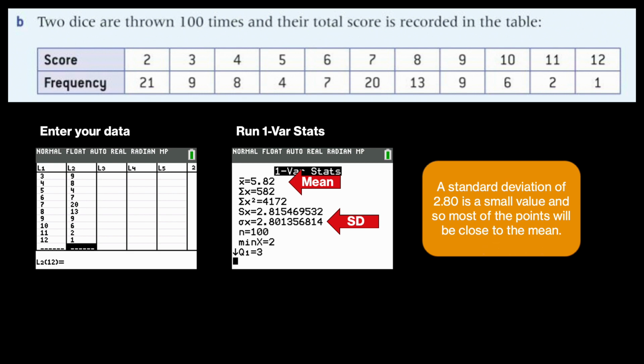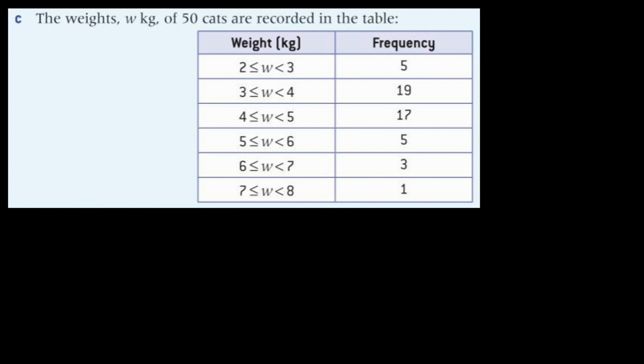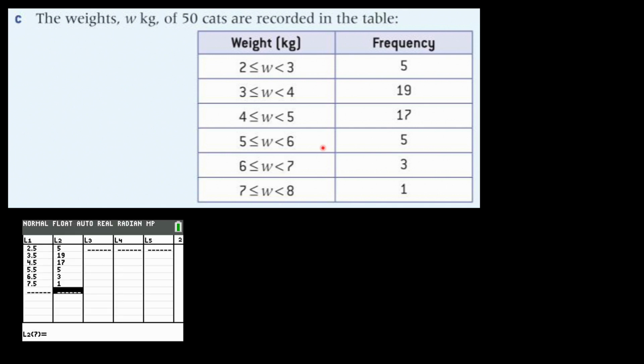Okay, here's our next one. The weights of 50 cats are recorded in the table. So here are the weights between 2 to 3 pounds, 3 to 4 pounds, 4 to 5 pounds, and so forth, and how many cats weighed in each class. So again, we're going to put this information in our list.